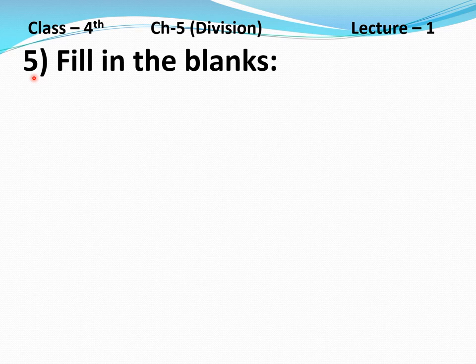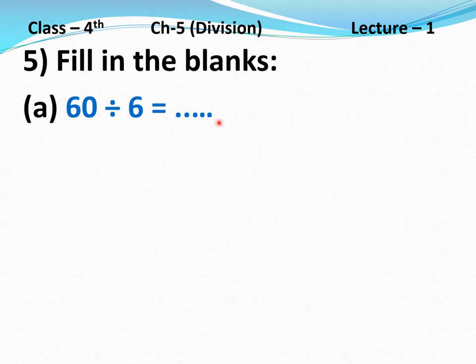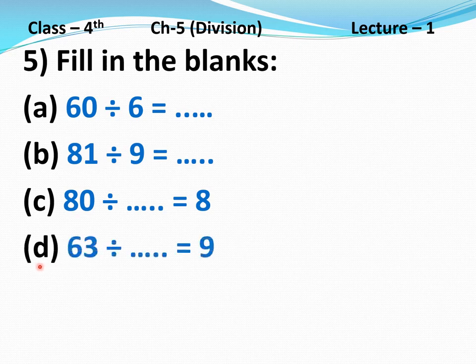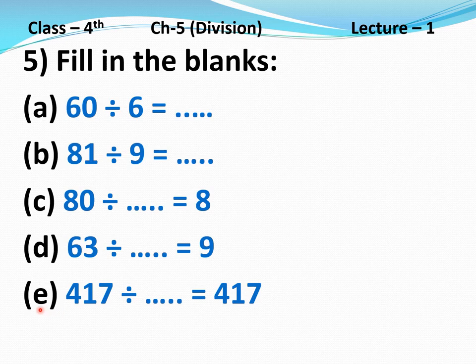Now question number 5. Fill in the blanks. A part 60 divided by 6 equals dash. B part 81 divided by 9 equals dash. C part 80 divided by dash equals 8. D part 63 divided by dash equals 9. E part 417 divided by dash equals 417.